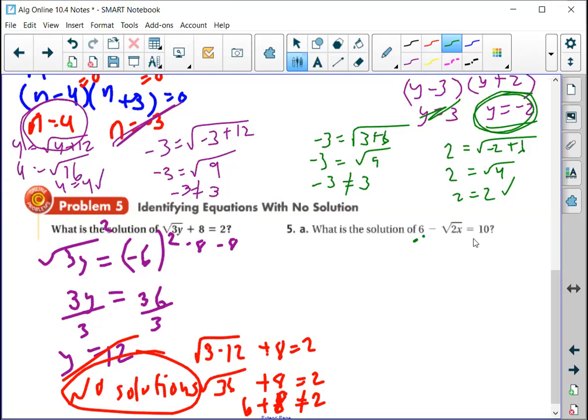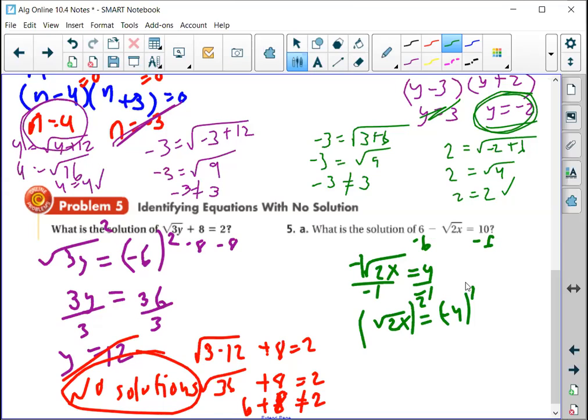So I'm going to subtract 6 from both sides. That was a 6. So then we get negative square root of 2x equals 4. That negative is a negative 1, so now I'm going to divide both sides by negative 1 to get that square root of 2x alone. And then that's going to be equal to negative 4. Now I'm going to square both sides. So then I have just a plain old 2x, and that's going to be equal to a positive 16. Divide both sides by 2, and we end up with x equals 8 for our apparent solution.